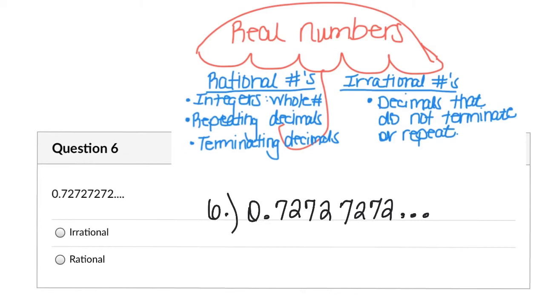I can go ahead and eliminate an integer because this is not a whole number. Now I have the dots, which means that this continues, so it's not terminating. Decimals that repeat are rational, or do not repeat or terminate are irrational. If I look at these digits, they are the same. 72, 72, 72, 72. So I'm going to rewrite this one correctly. 0.72, and to show it repeats, I'm going to put the line over the top.